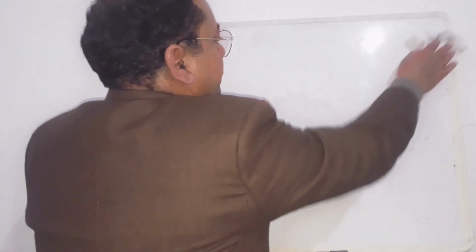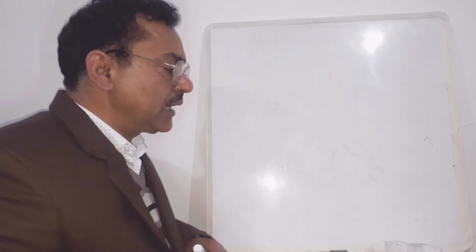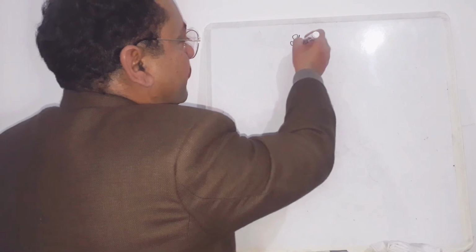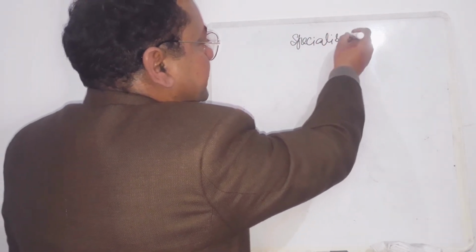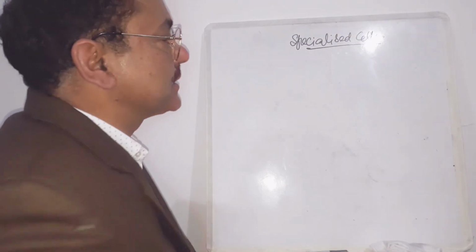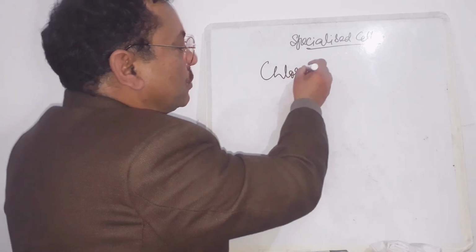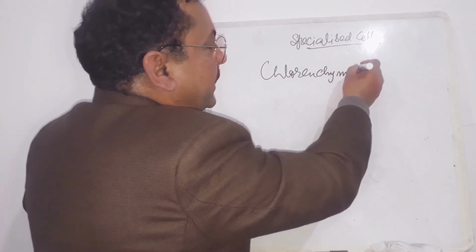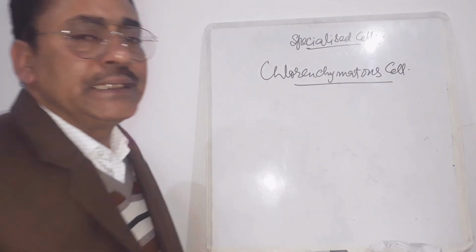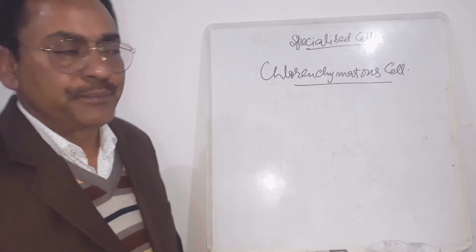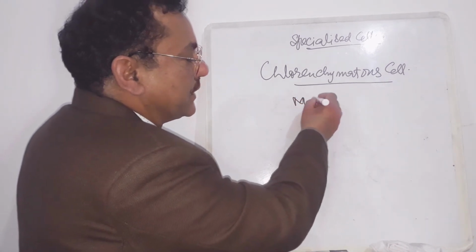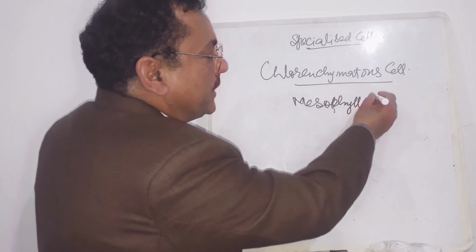Now you know that for carrying out the process of photosynthesis there are specialized cells in the plant. And these specialized cells in the plant are said to be chlorenchyma cells. Or we can say chlorenchymatous cells. Chlorenchymatous cell is a type of parenchymatous cell, living cell. And these chlorenchymatous cells in the leaves are said to be mesophyll cells. They are also called as mesophyll cells.